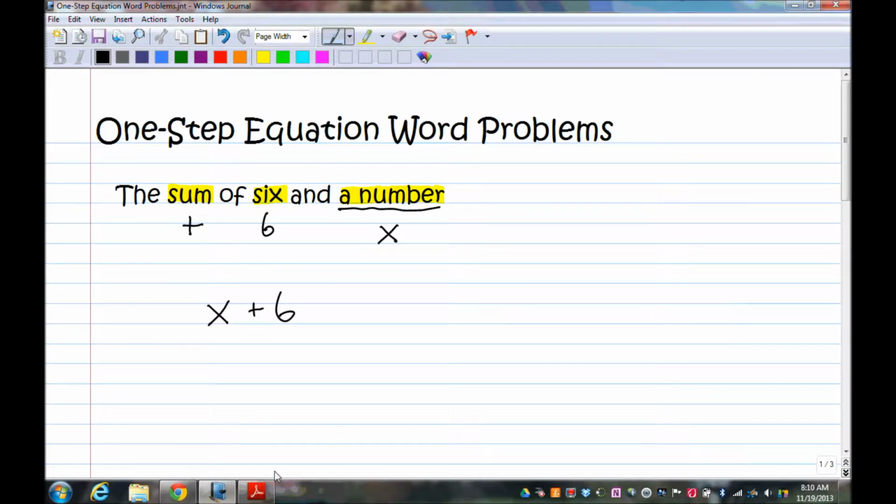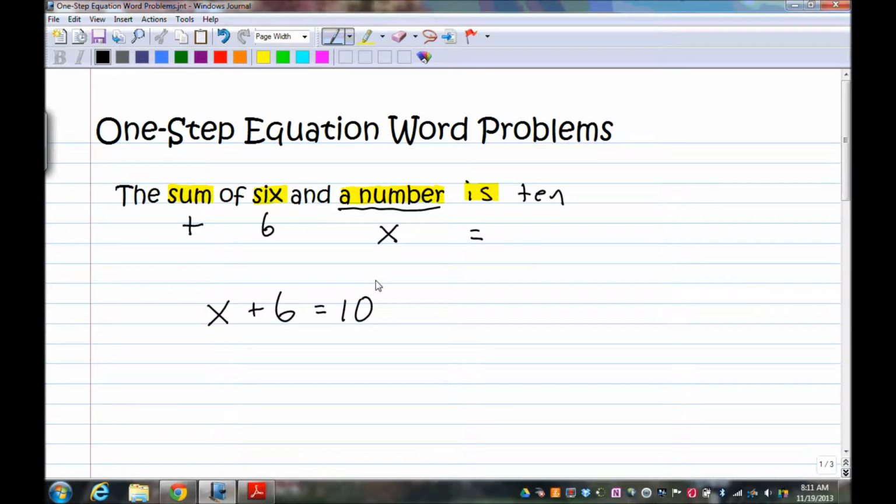Okay? Now, the difference between a verbal phrase and an equation will have this, is 10. Is means equals. So this would be equals 10. And you could also have the word equal in there.